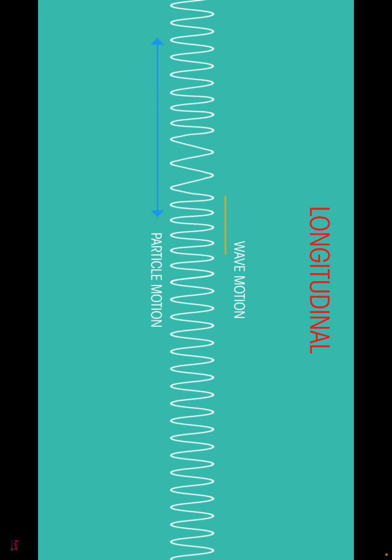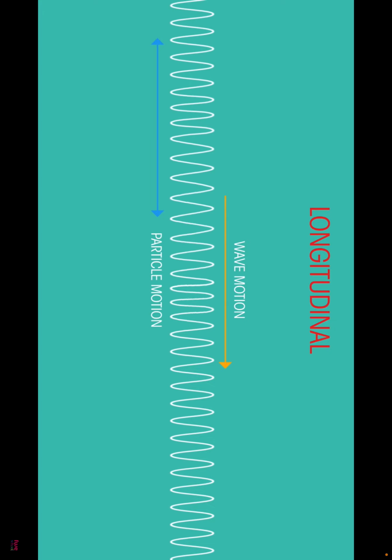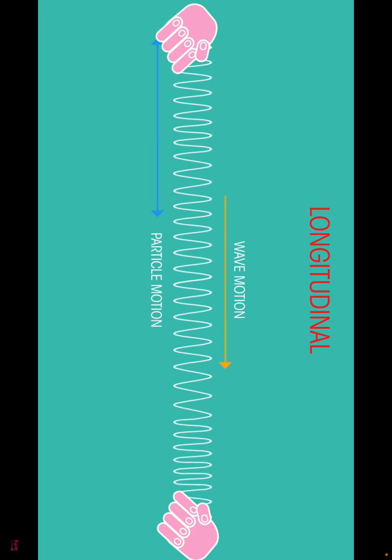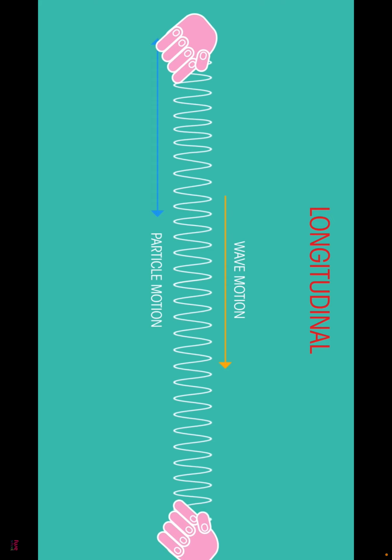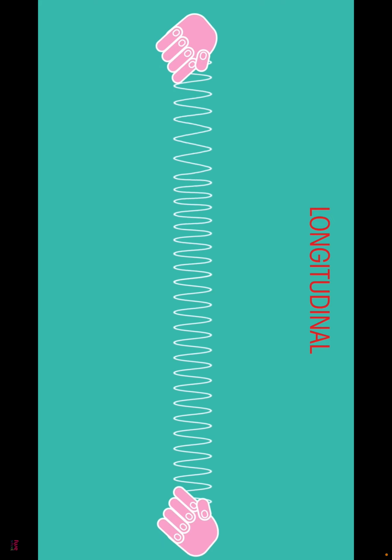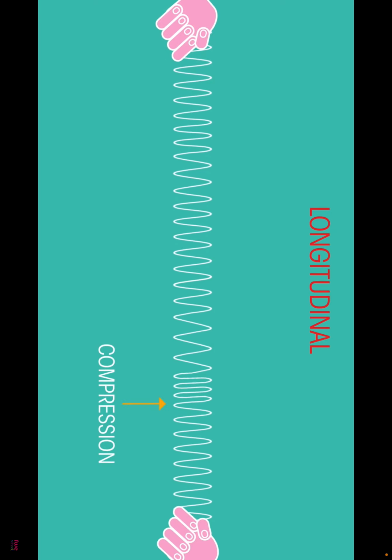Let's look at longitudinal first. This is where the particles vibrate parallel to the direction in which the wave of energy is traveling. Notice that the ends of the slinky don't ever leave the hands holding them. It's only the energy that travels. The places where the coils or particles are bunched together are called compressions. Where they are furthest apart are called rarefactions.